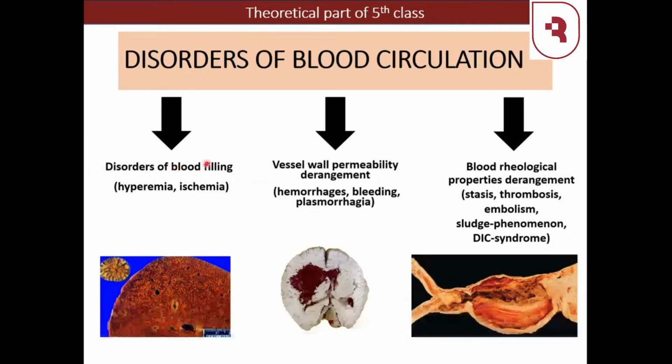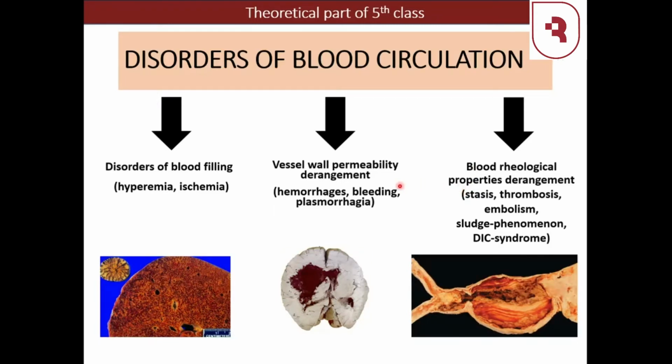Disorders of blood filling, and here we may see hyperemia and ischemia. Vessel wall permeability derangement, and we may see here hemorrhages, bleeding, and plasmorrhagia also. And blood rheological properties derangement, which are associated with stasis, thrombosis, or embolism, for example.